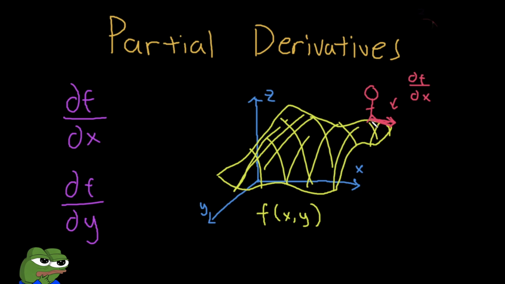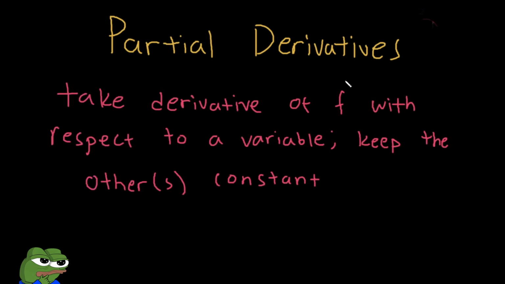Similarly, if I walk in the y direction, I can observe that this slope looks a little steeper. So this is my partial derivative with respect to y. That's basically what it is. It's the rate of change in x while keeping y constant, and the rate of change in y while keeping x constant. The basic principle in evaluating a partial derivative is you take the derivative of f with respect to a variable, but keep the other variables constant. For example, in my function f, if I take the partial with respect to x, I take the derivative with respect to x only, but I keep all other variables, like y, constant.